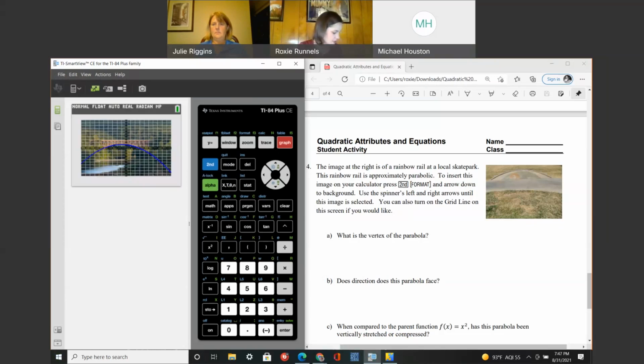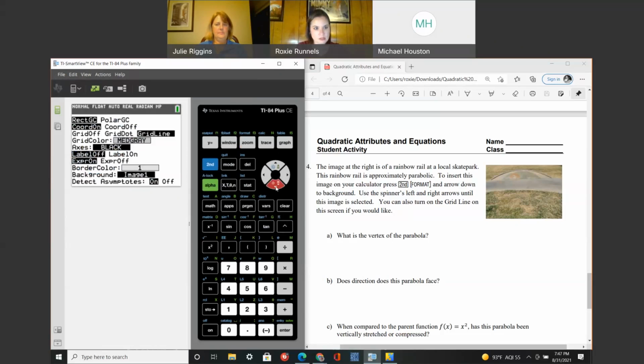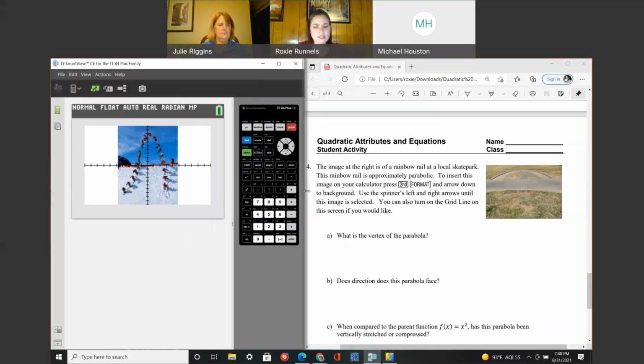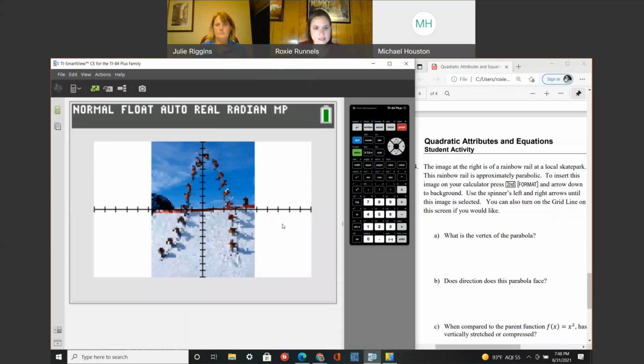All right, and I do want to let you know, because I want to show you this picture. I'm going to turn the grid off and come down and insert my ski jumpers. See, lots of beautiful pictures. There's my ski jumpers. Let's go to y equals. I'm going to turn this one off. Go to my graph. And it's a beautiful image. It really came up nicely. I'm going to make it a little bigger so we can see it.